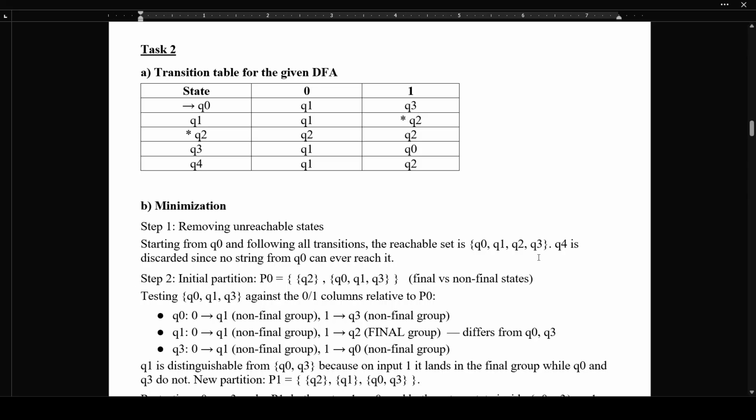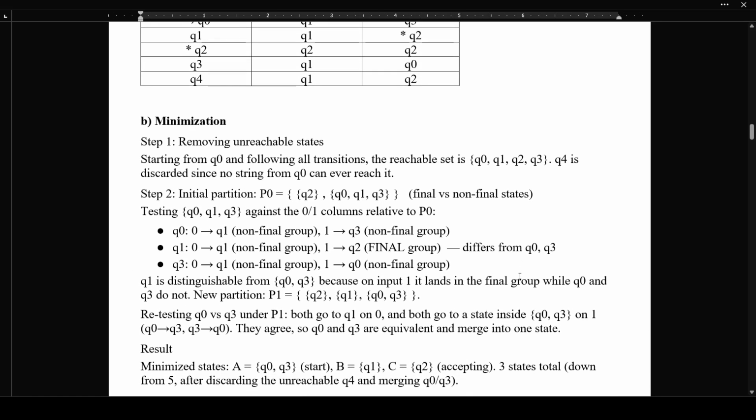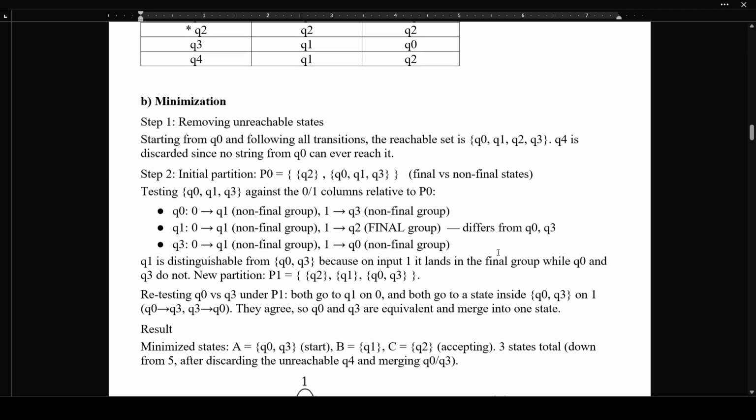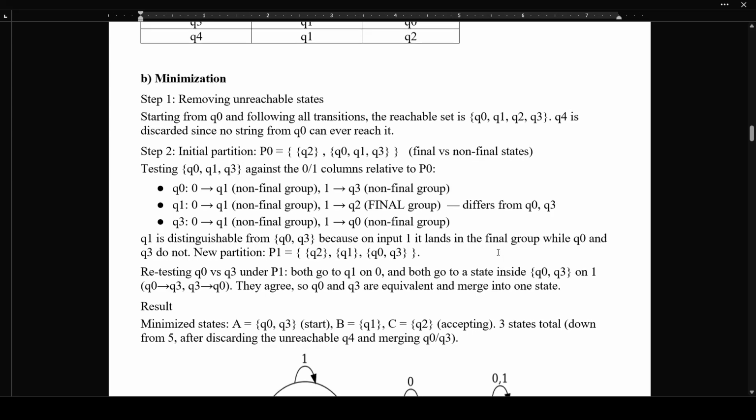Also, in step 2, we see the initial partition P0 for the states, that is the final versus the non-final states. The final state being Q2, and the non-final states being Q0, Q1, and Q3. If you look up my videos from previous lessons, you will see that we've done all these.